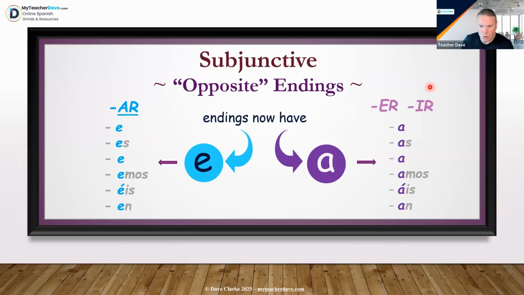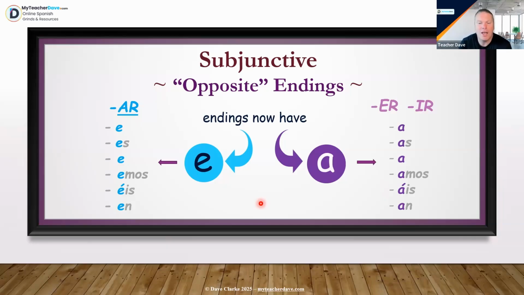Another great thing about the subjunctive in the present tense is that ER and IR verbs are actually the same. It's one category, so two for the price of one here. So your endings for the subjunctive in the present tense for ER and IR verbs are a, as, a, amos, áis, an. That's it. It's as simple as that. Now, if I were you, I would pause the video now and take this information down. This is going to be crucial for you as we progress through this video tutorial.